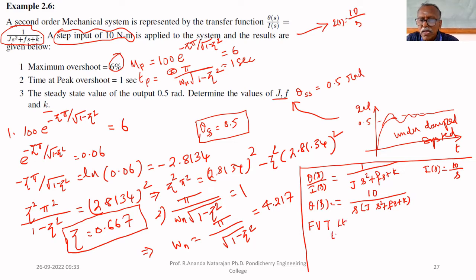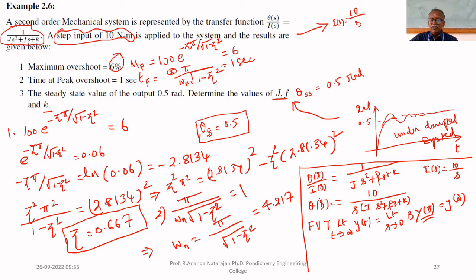Limit t tends to infinity, y of t, we can say y of infinity also, that is the final value, equal to limit s tends to 0, s Y of s. If you know Y of s, we can find y of infinity. Here I am using capital Y in the s domain, and in the time domain I am using small y. We can find y of infinity by using this final value theorem.